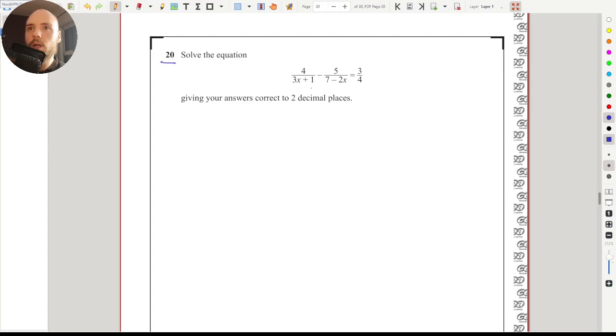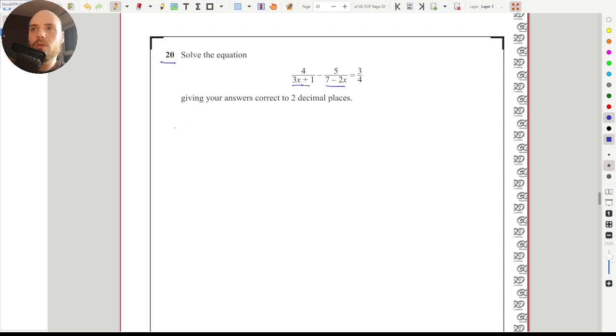So let's get looking at question 20. We essentially have algebraic fractions here. What I like to do is multiply both sides of the equation by both the denominators, because that gets rid of everything. It gets rid of our fractions.